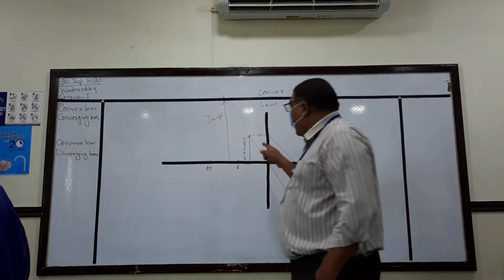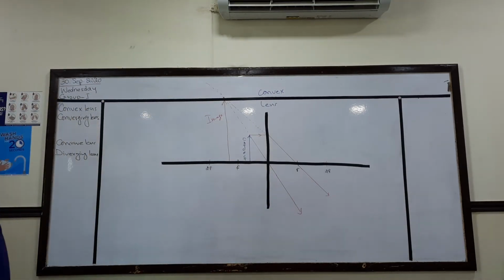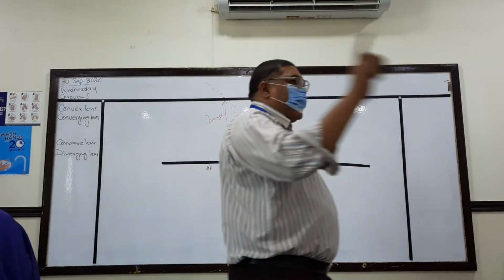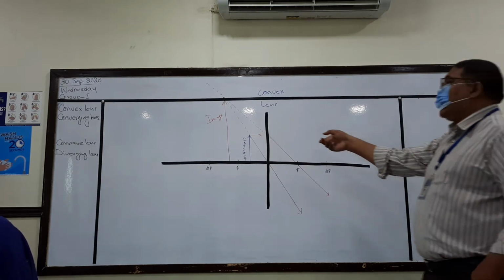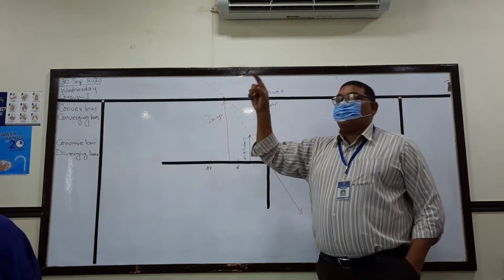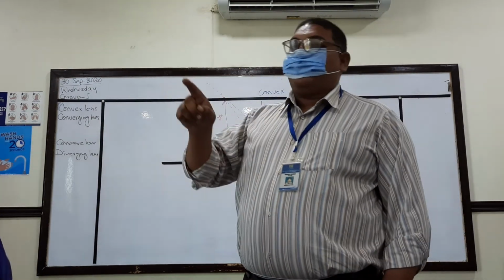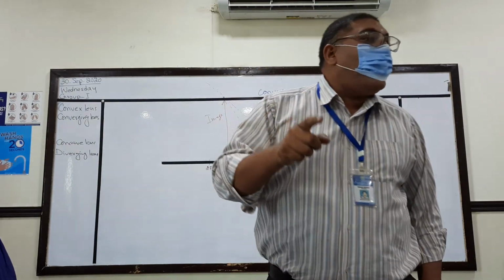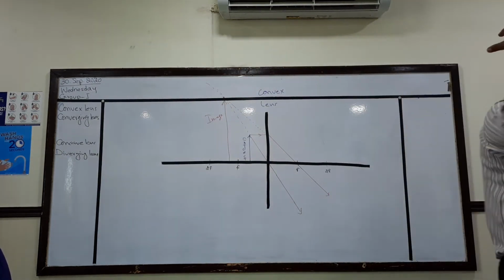If I put the object between the optical center and the focal point in front of a convex lens, the convex lens will behave like a magnifying glass. The image formed will be on the same side of the lens. The image formed will be magnified. The image formed will be virtual. The image formed will be upright, or we say erect. You understand? This is magnifying glass.